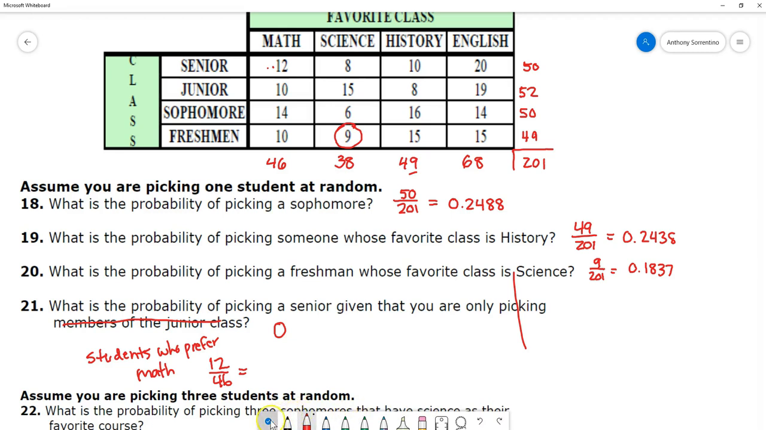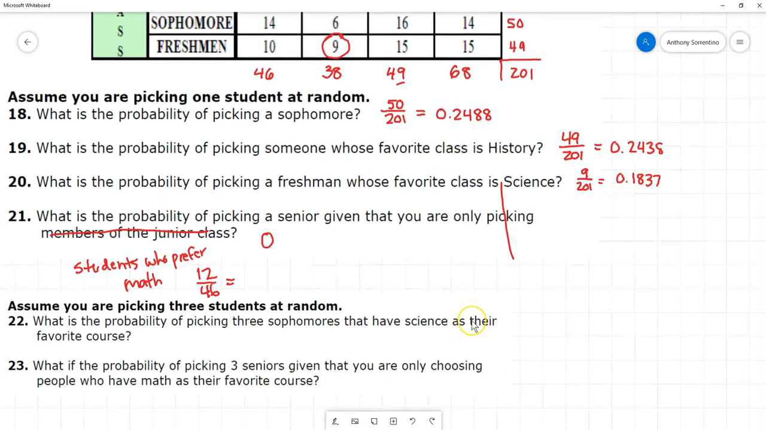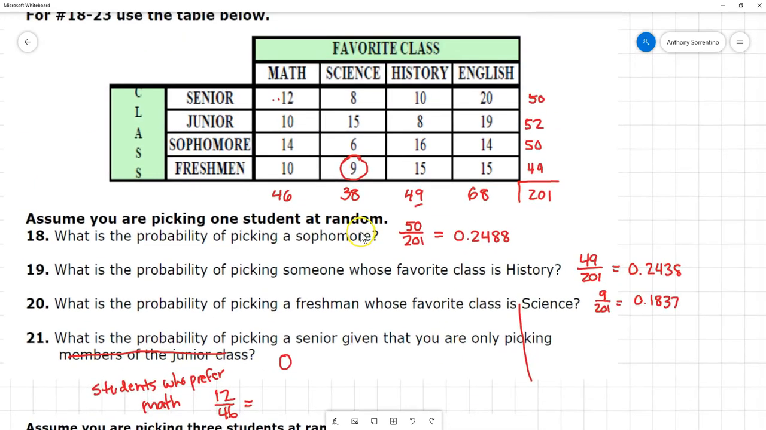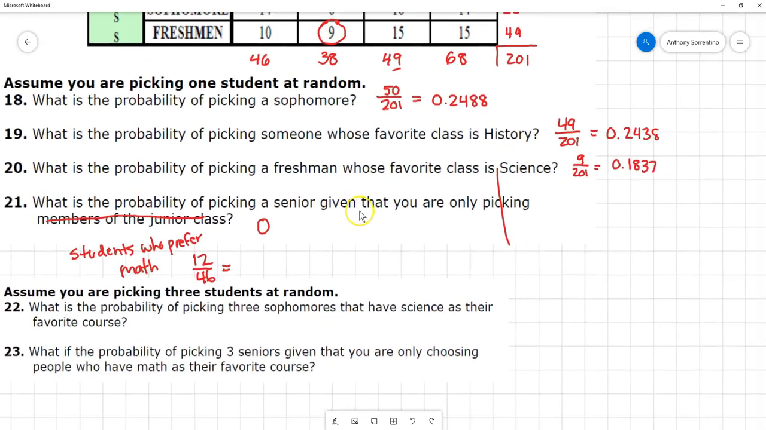As far as these next ones go, what is the probability of picking 3 students, what's the probability of picking 3 sophomores that have science as their favorite course? Yeah, different ways I could possibly do this. These are pretty straightforward because there's not at least ones and things like that in there. So, looking at the chart above, I have 6 sophomores who prefer science.